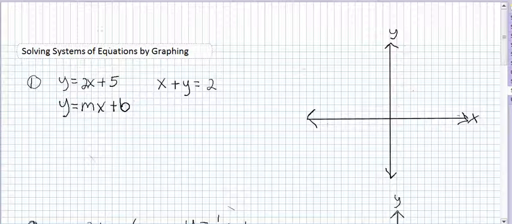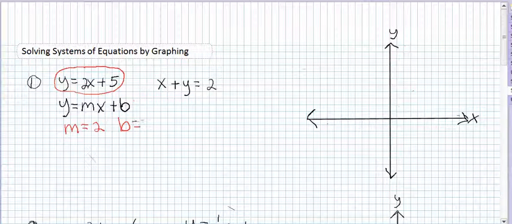So is this equation right here in slope-intercept form? And we answer, yes, it is. My m is 2. My b is 5. Then I look at the second equation, and I ask myself, is this second equation in slope-intercept form? My answer would be no, it's not, so I need to do some work in order to put it in slope-intercept form.